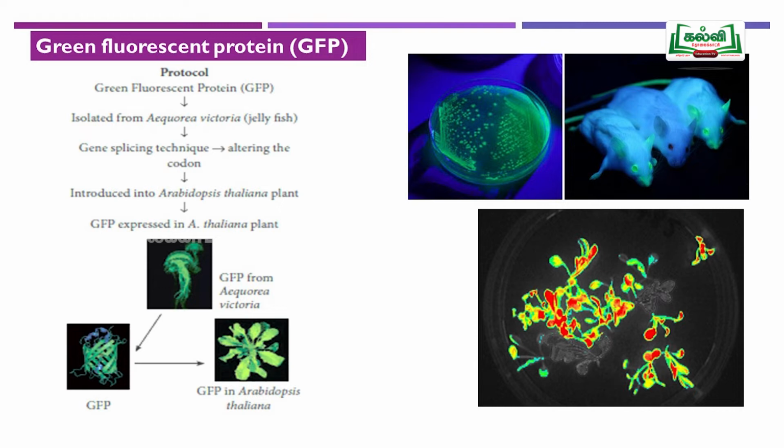At the bottom, we may see another picture, an Arabidopsis thaliana plant. In this plant, the region which is transformed with the green fluorescent protein will emit fluorescent light. The non-transformed region doesn't emit fluorescent light. From this, we can easily detect which one is transformed and which one is non-transformed.